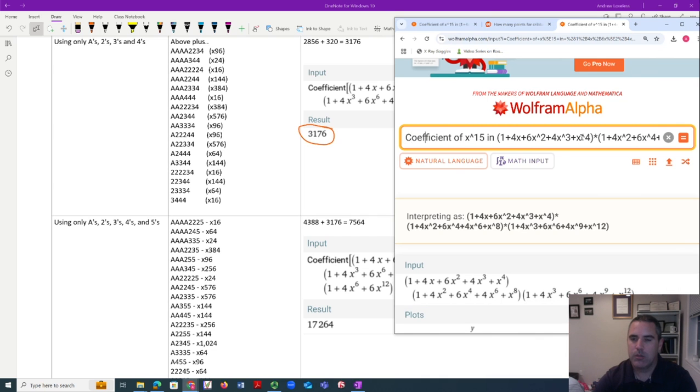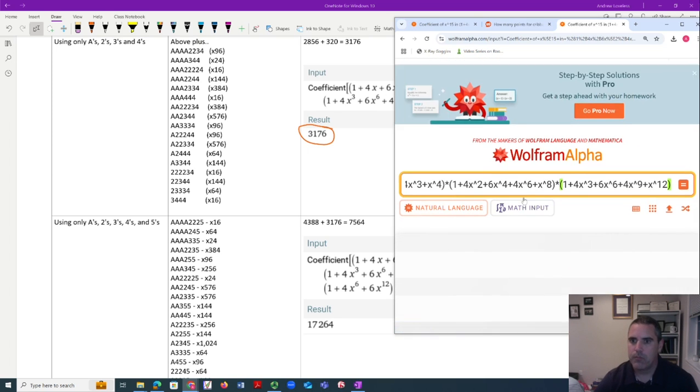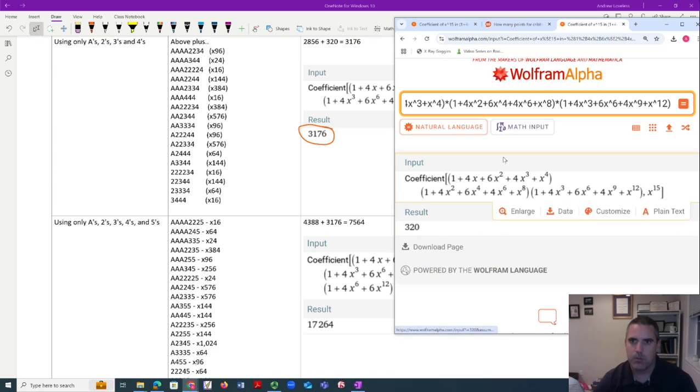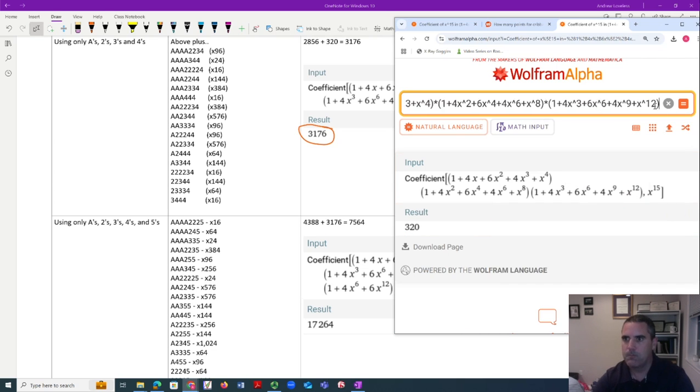Let me just type this in. Coefficient of x to the 15th in this thing. So here we go. There's that 320. So now let's include the powers of 4. 1 plus 4 times x to the 4th. There's 4 ways you can get 1 4. There's 6 ways you can get 2 4s. There's 4 ways you can get 3 4s, which makes 12. And there's x to the 16th.